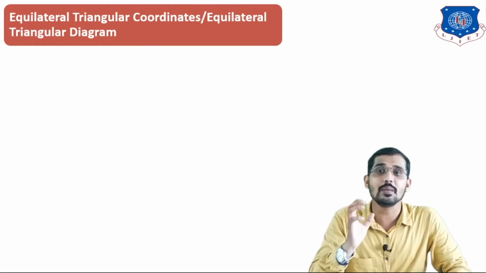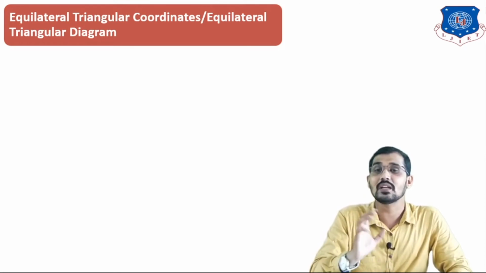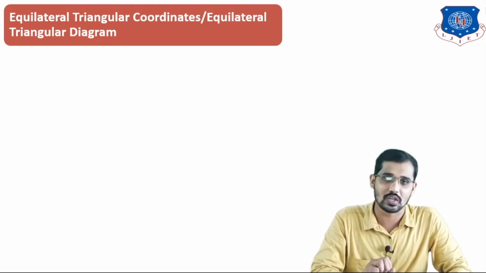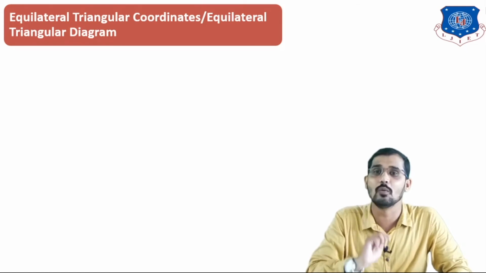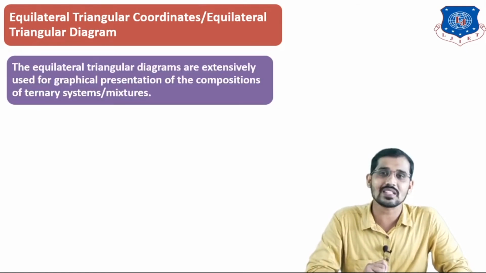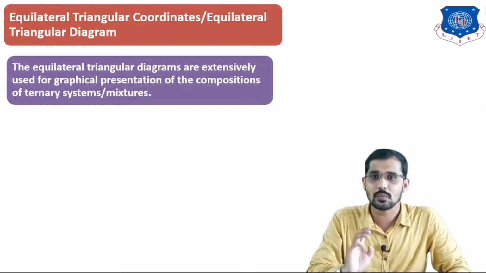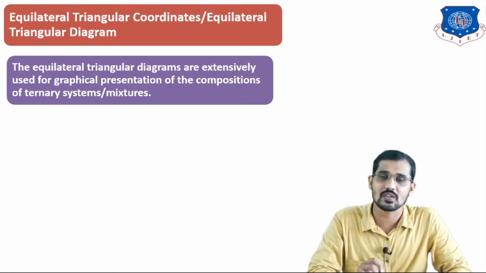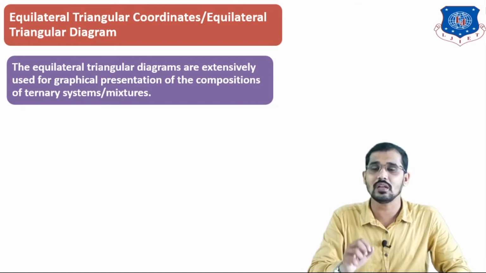Now we will see some important points related to the equilateral triangular coordinates or equilateral triangular diagrams. These diagrams are used for representation of the compositions of the liquid-liquid mixture, or I can say ternary mixture. I told you in a ternary mixture we have three components. You can see on the screen, the equilateral triangular diagrams are extensively used for graphical representation of the composition of ternary systems or mixtures.